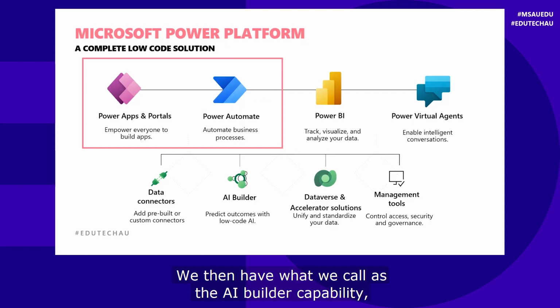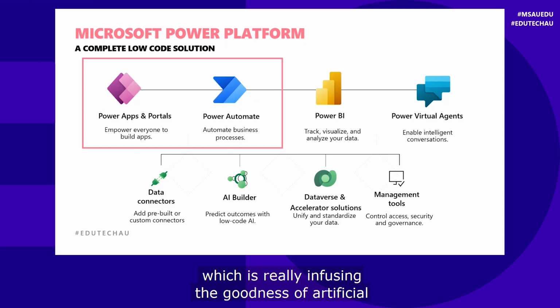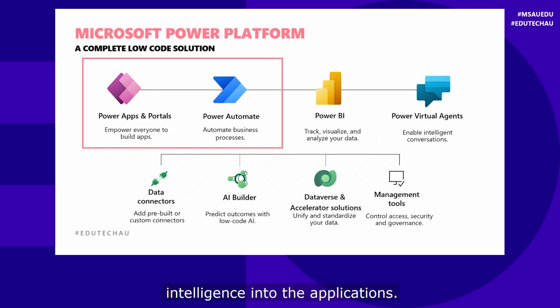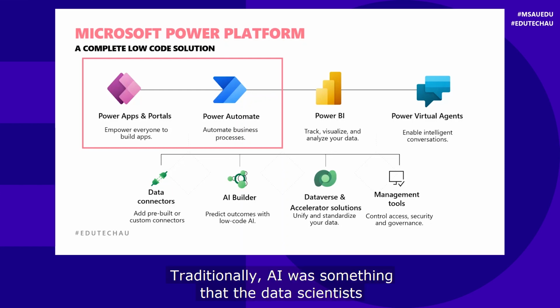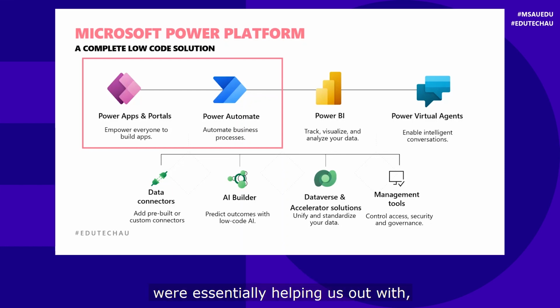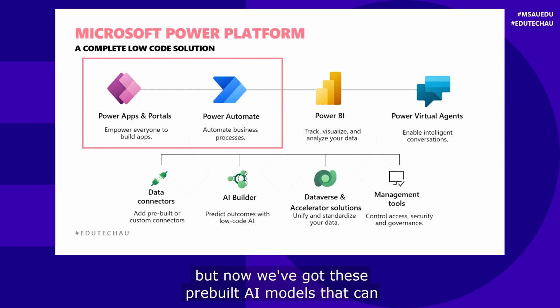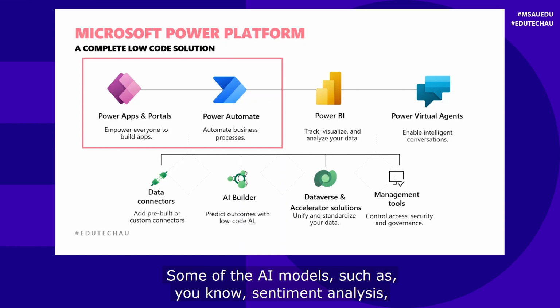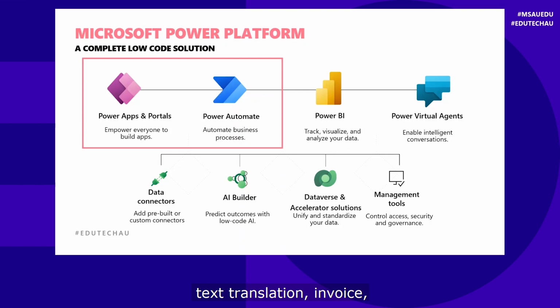We then have what we call the AI Builder capability, which is really infusing the goodness of artificial intelligence into the applications. Traditionally, AI was something that the data scientists were essentially helping us out with, but now we've got these pre-built AI models that can really help us create intelligent applications. Some of the AI models, such as sentiment analysis, text translation, forms processing, all these can really help create intelligent applications.